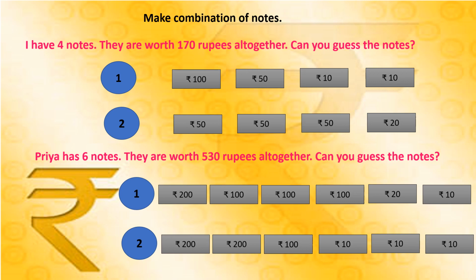In the next combination, we take 2 200 rupee notes and 1 100 rupee note. That will make 500. And then we take 3 10 rupee notes which will make 30. And that's how by using 6 notes in both the variations, we have got 530 rupees. You need to practice these sums in order to be perfect.